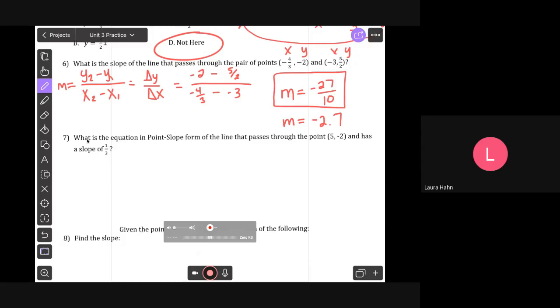All right, on number 7, completely different question. It says, what is the equation in point slope form of a line that goes through this point and has a slope of 1/3? Well, guys, the name tells me what we need. We need a point, which was given, and we need slope, which was given.